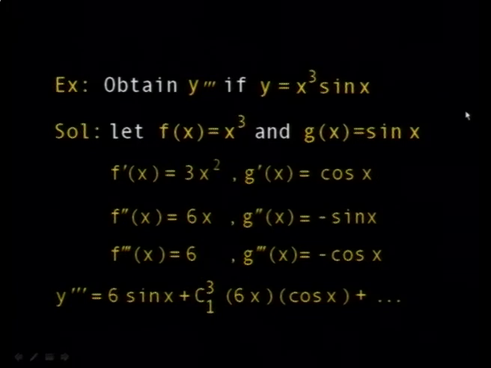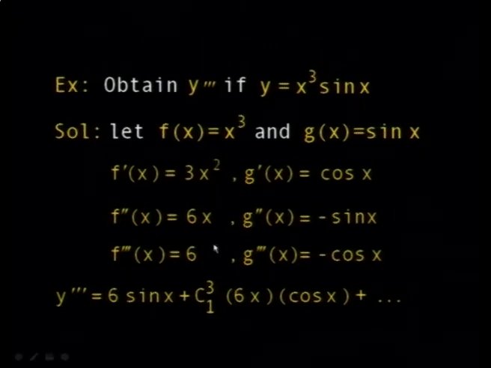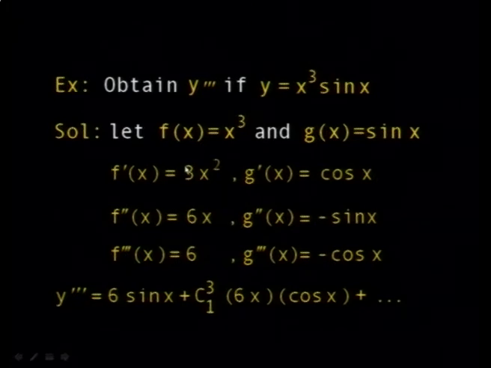The third term will be 3 times 2 divided by 2, 3c2, which is again 3c1, times again now the first derivative times minus sine x, and you go on like this to obtain the nth derivative. We wish to tell you something.